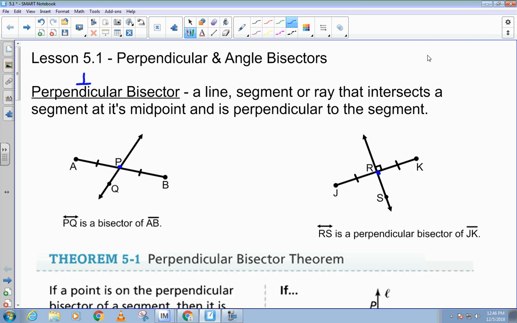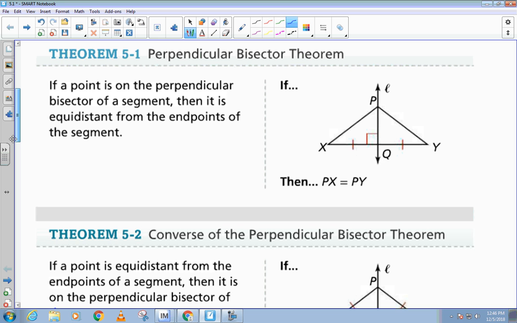Then we have the perpendicular bisector theorem. And it says, if a point is on the perpendicular bisector of a segment, then it is equally distant from the endpoints of the segment. So we see PQ, and it's intersecting XY at its midpoint, because these two segments are congruent. XQ and YQ are congruent. It's also perpendicular to it. So this right here is the perpendicular bisector. That line L or line PQ is the perpendicular bisector.